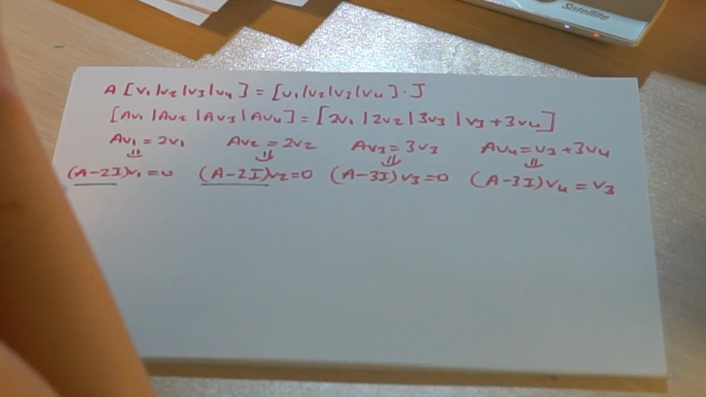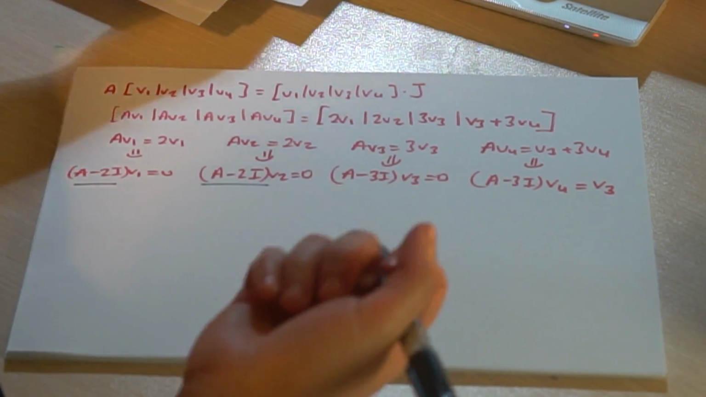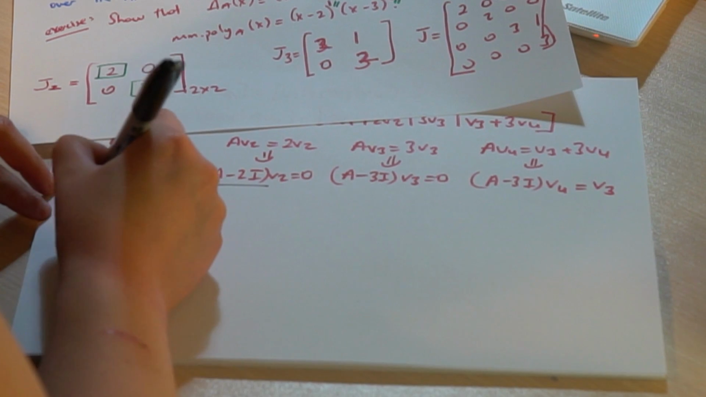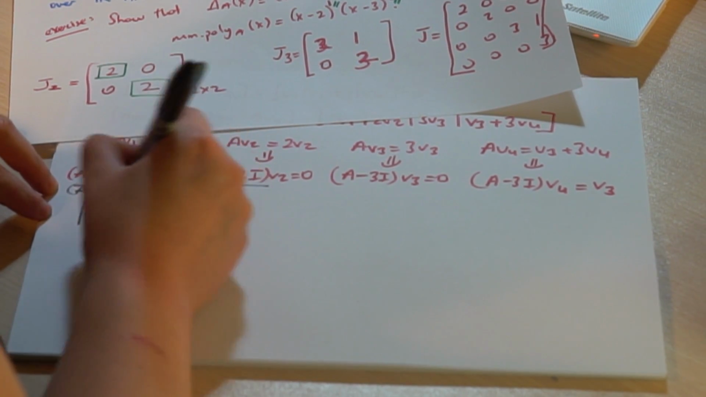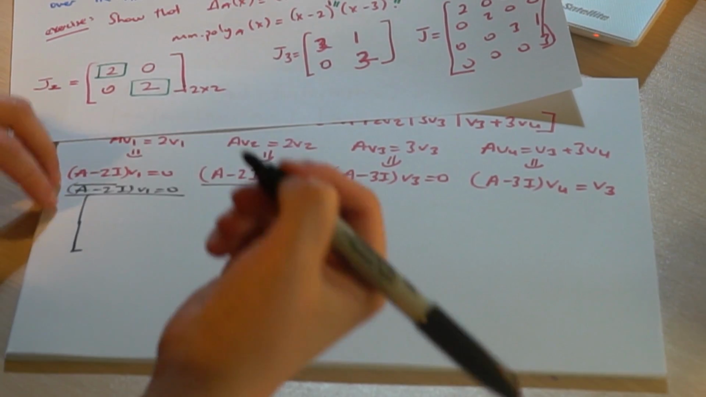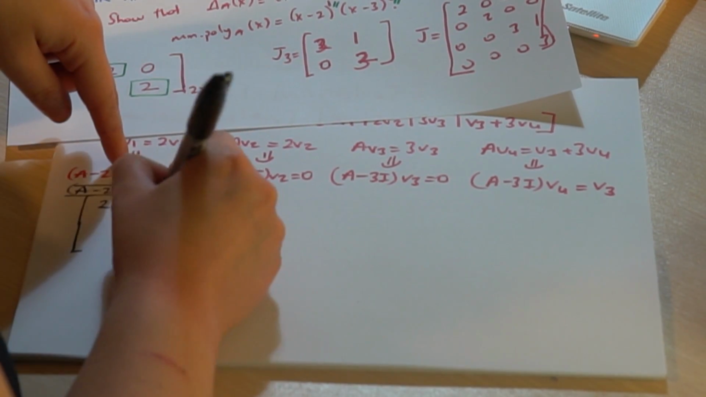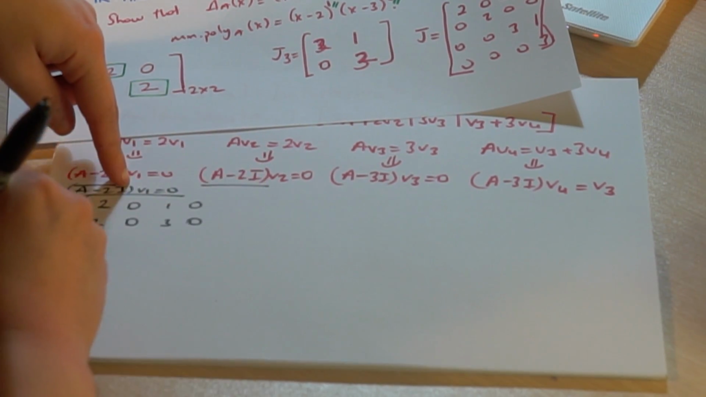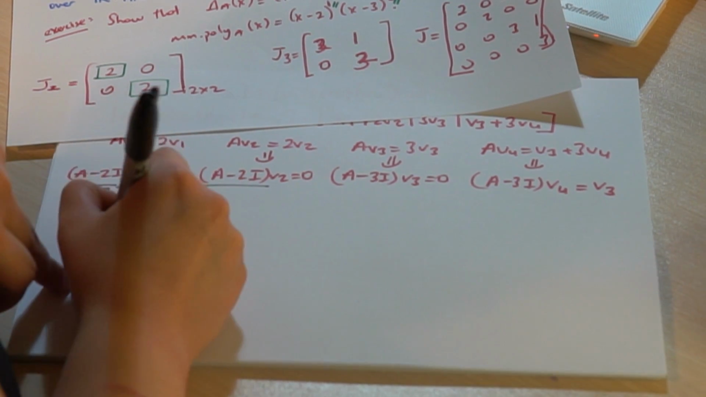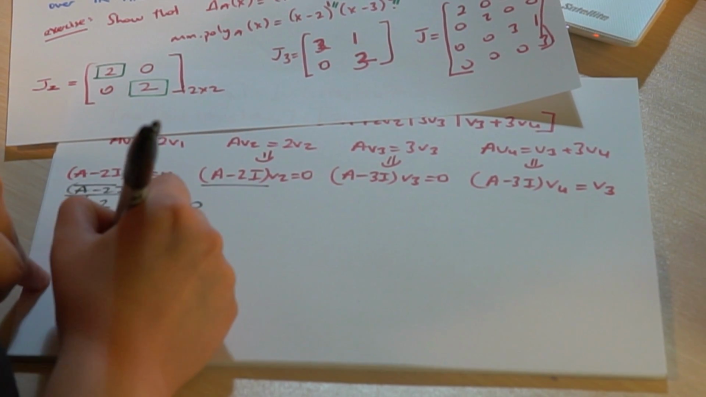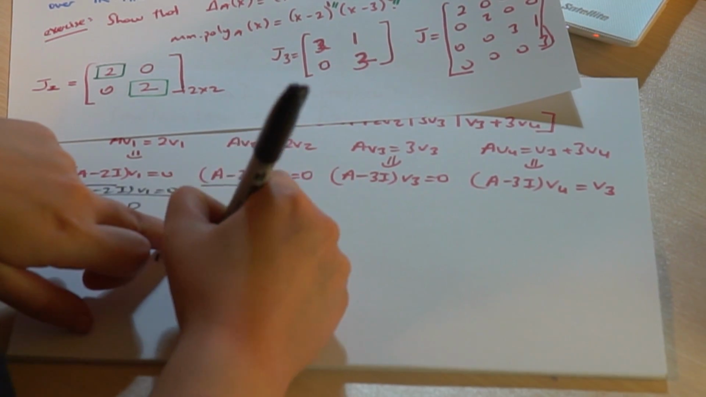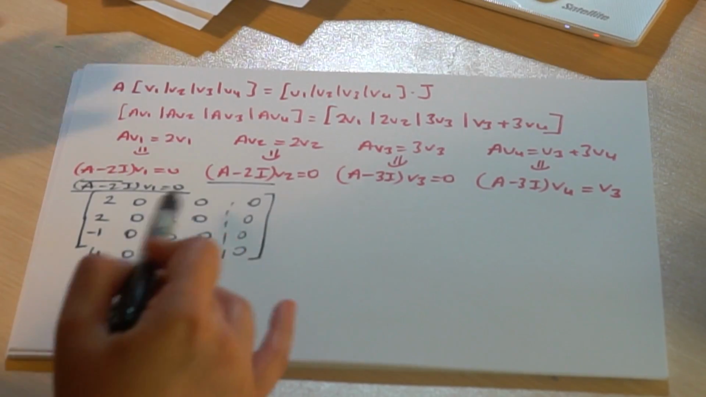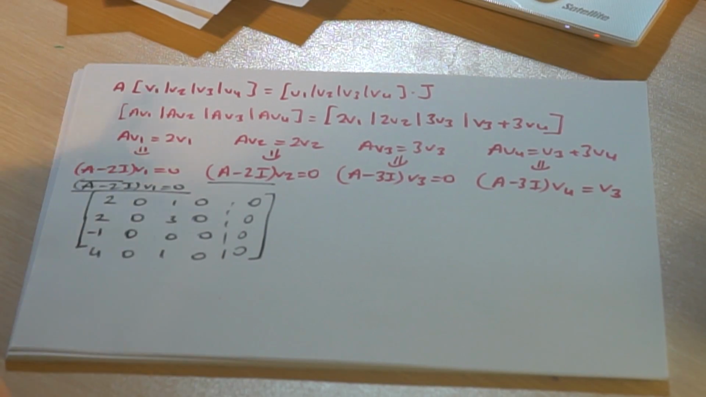Both of them are the same. A minus 2I is equal to 0. So A minus 2I, let's solve this one. A minus 2I times v1 is equal to 0. So we will have 2, 0, 1, 0 and 2, 0, 3, 0, minus 1, 0, 0, 0, 4, 0, 1, 0, 0, 0, 0. Now, for v1 and v2, we need to solve this system.